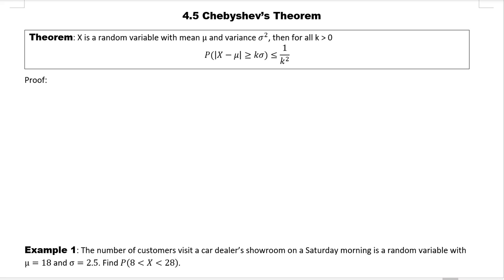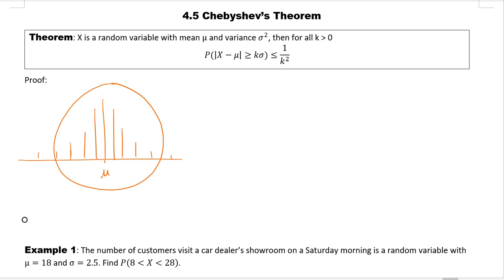What does this represent? Do you still remember that the mean represents the center of the probability mass? If we draw the picture, let's say our probability looks like this, and mu is the center of the probability mass. Then we know the probability of the random variable X near mu is large, and the probability of X far away from the mean is small.